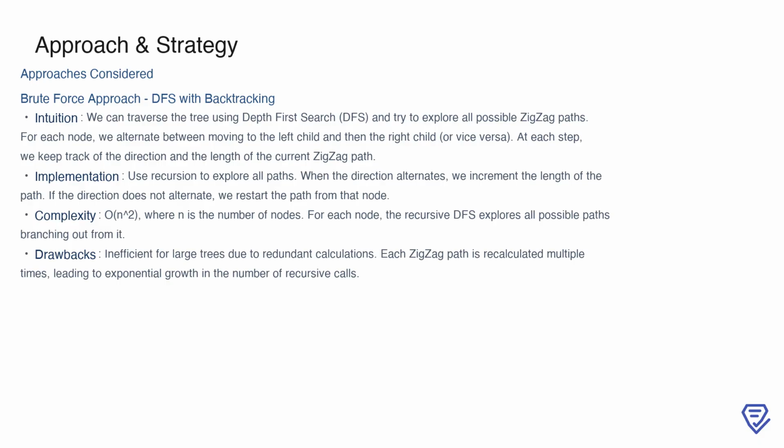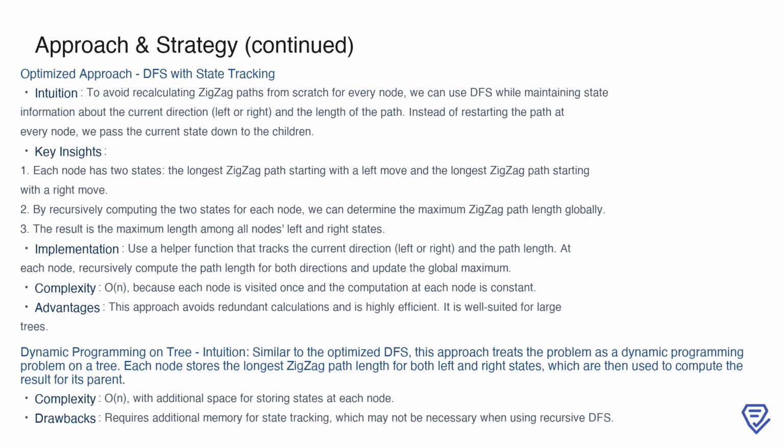Using recursion, we can explore all possible paths. Whenever the direction alternates, we simply extend the length of the path. However, if the direction does not alternate, we restart the path from the current node. While this approach might seem viable for smaller trees, its inefficiency becomes apparent with larger datasets. This is because the algorithm essentially recalculates the zigzag paths for the same nodes multiple times, leading to a time complexity of n squared. As a result, the brute force approach suffers from redundant calculations, making it impractical for large trees.